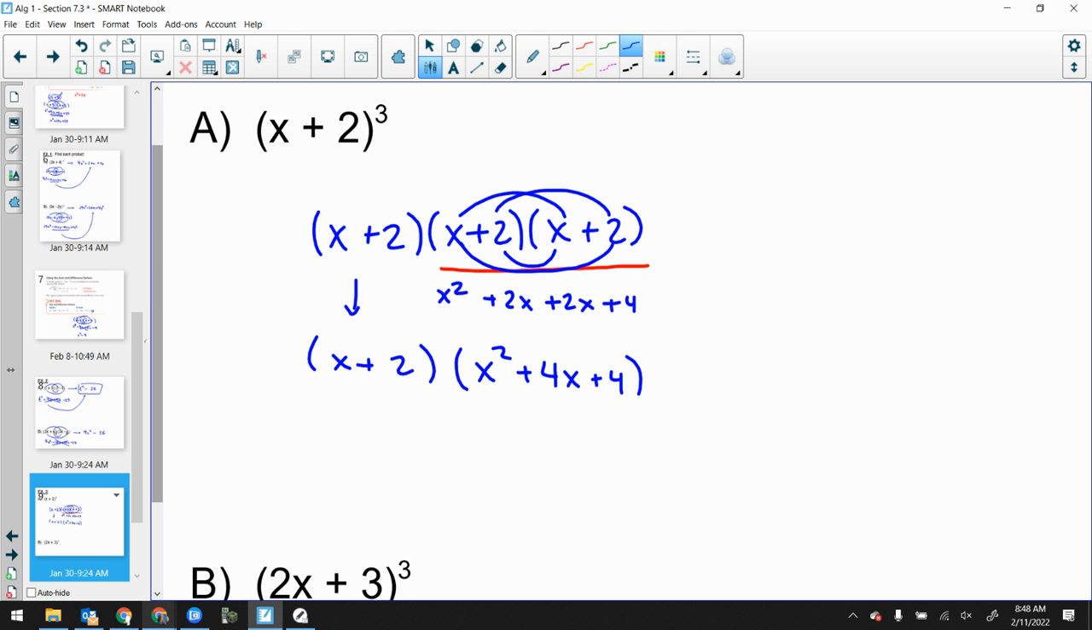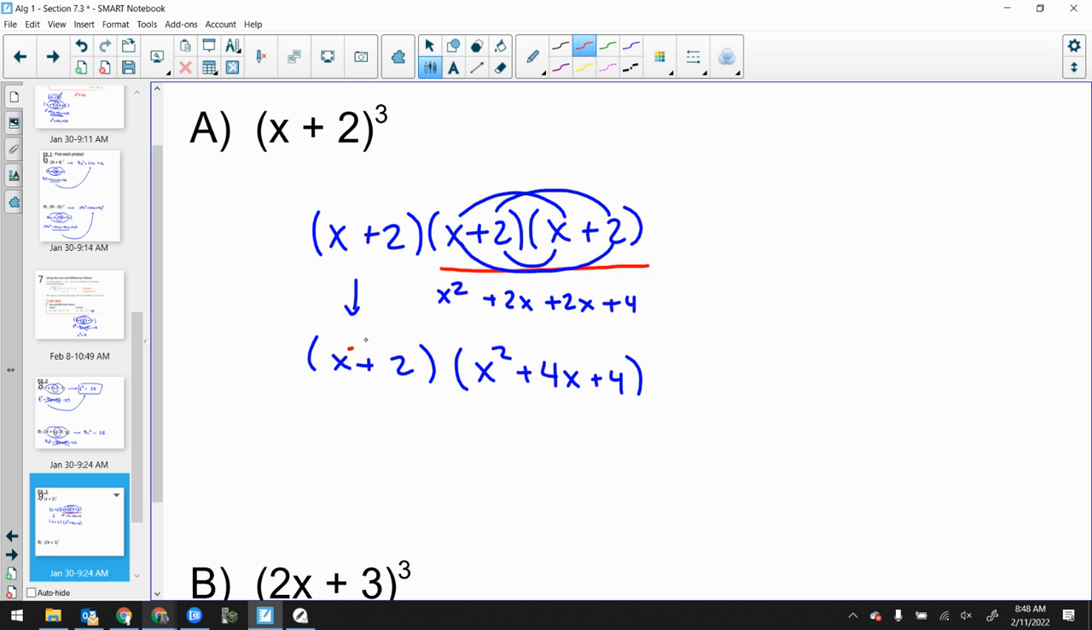Okay, so now what we have is a binomial times a trinomial. Oh, we did this yesterday. I guess I should pause right here. Did anybody notice that we could have done the trick for the binomial squared here? x plus 2, x plus 2. Square the first, double the product, square the last. We could have done it there if we really wanted to. But again, I don't really use that first trick very often. I'd rather just FOIL it. But it's up to you.